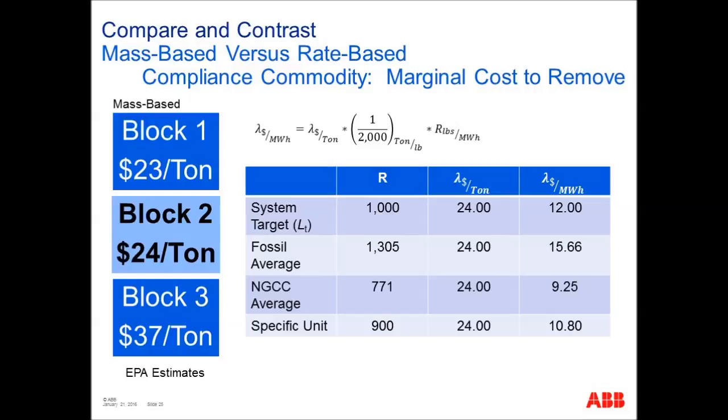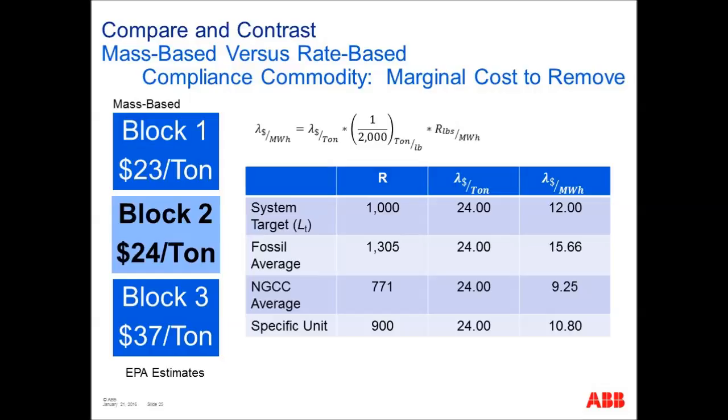So we're going to take this $24 per ton, and we're going to convert it to this rate-based program by multiplying it. The R in this case, which is the emission rate in pounds per megawatt hour, is 1,000. I've selected 1,000 because that was the target for those 4 companies to reach. The statewide target was 1,000 pounds per megawatt hour. So that means 24 times 1,000 divided by 2,000 gives us $12.